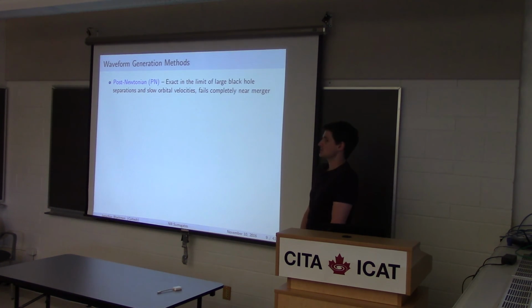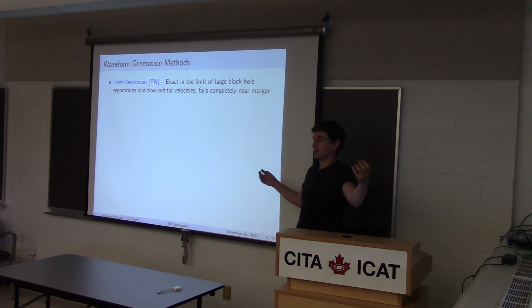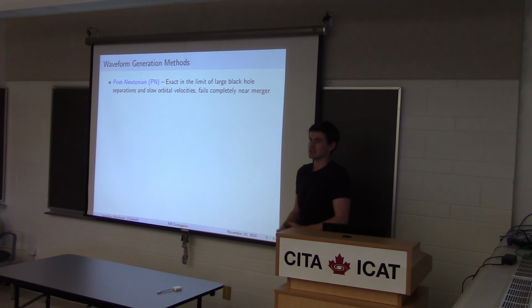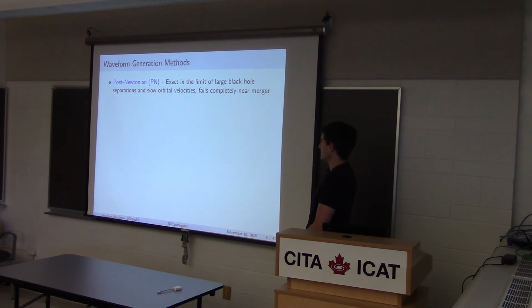One method is a post-Newtonian expansion. This is essentially an expansion in the speed of the two black holes divided by the speed of light, in some sense. So this is great when the black holes are far away from each other and orbiting very slowly. This fails completely near merger and becomes inaccurate many orbits before merger. So this particular method of generating waveforms is not great for binary black hole systems, where the merger will carry a lot of power in the detected gravitational wave signal.